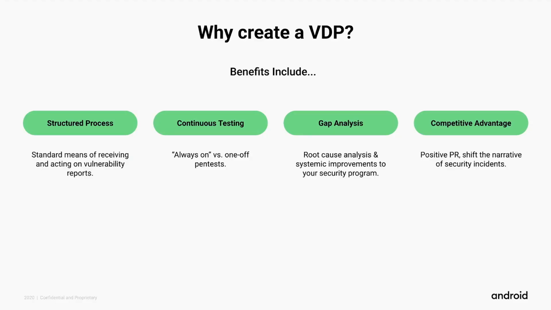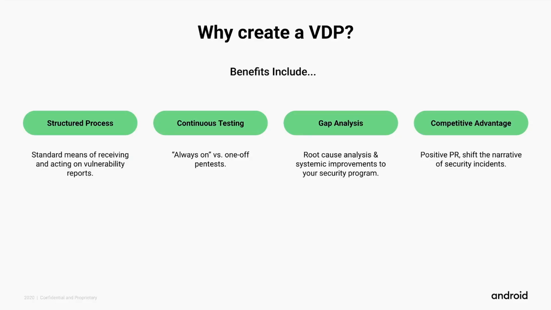In addition to identifying individual vulnerabilities, any bug reported to your program indicates a gap in your existing security processes. By performing root cause analysis, you can determine how to improve your existing security processes to reduce the risk of such vulnerabilities making it to your production environment moving forward.